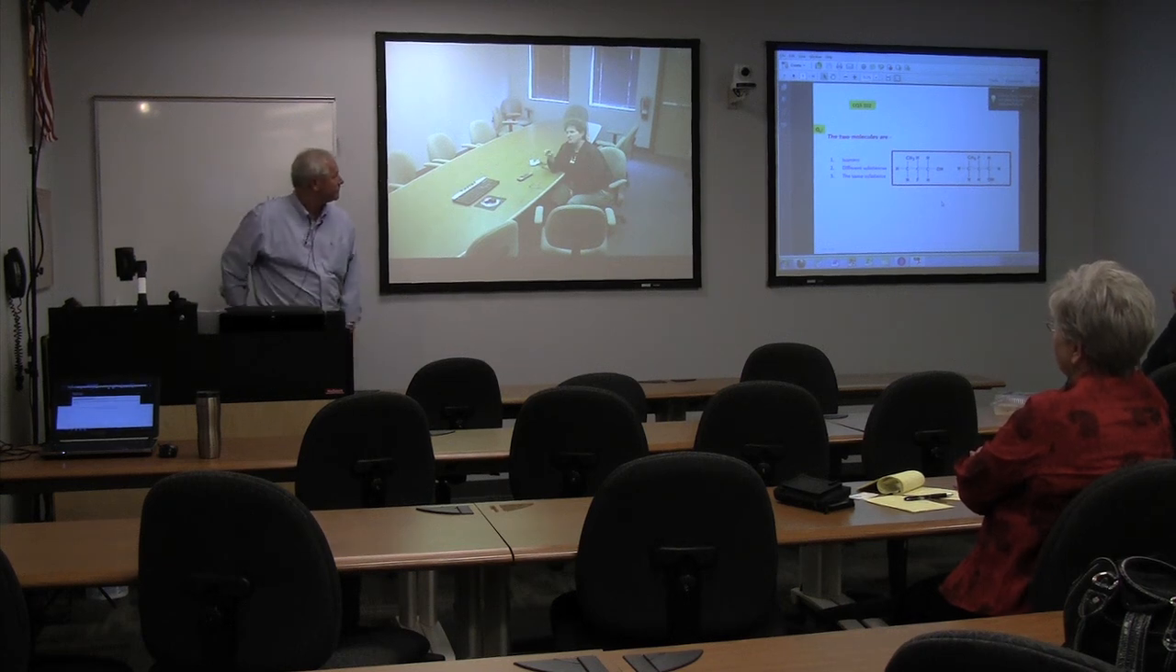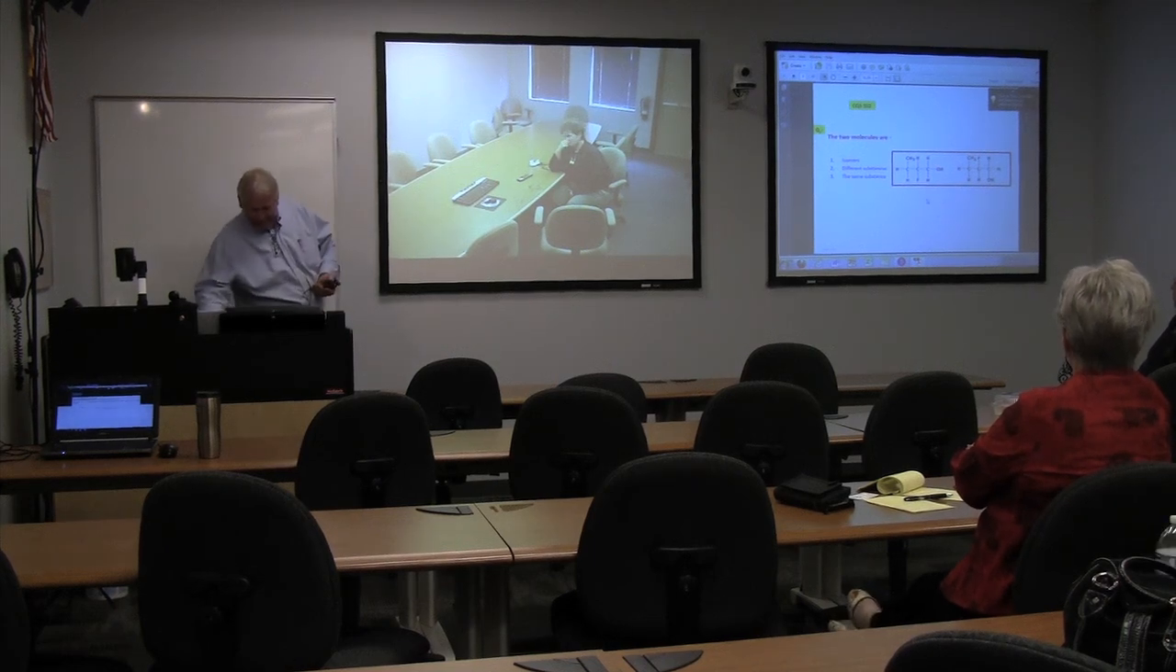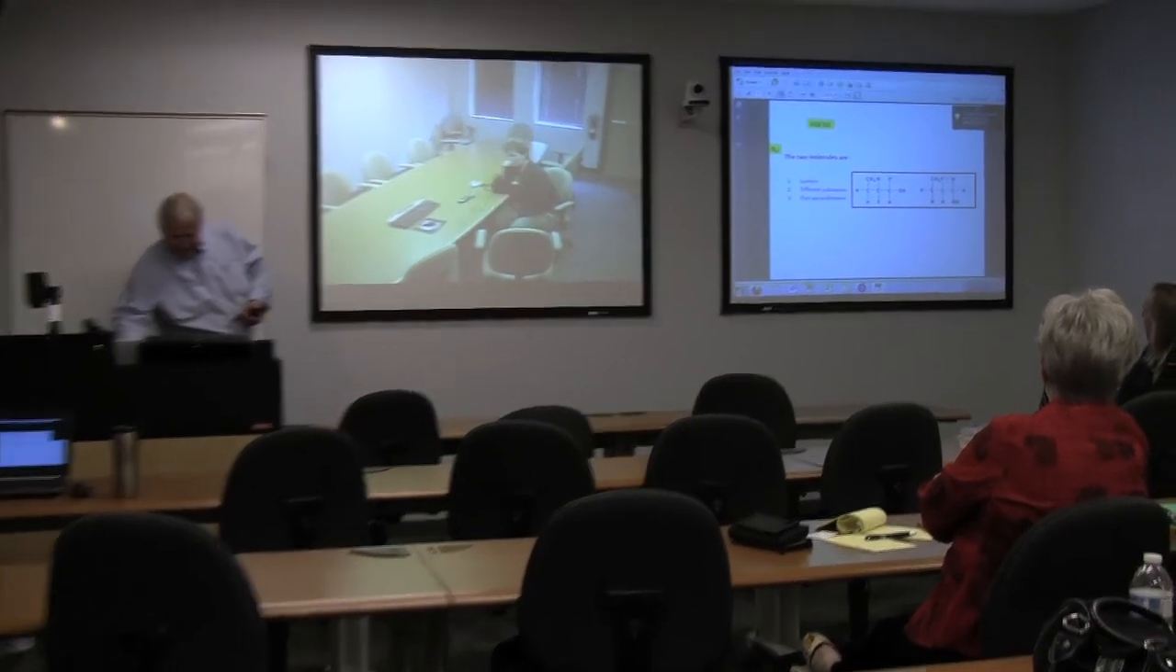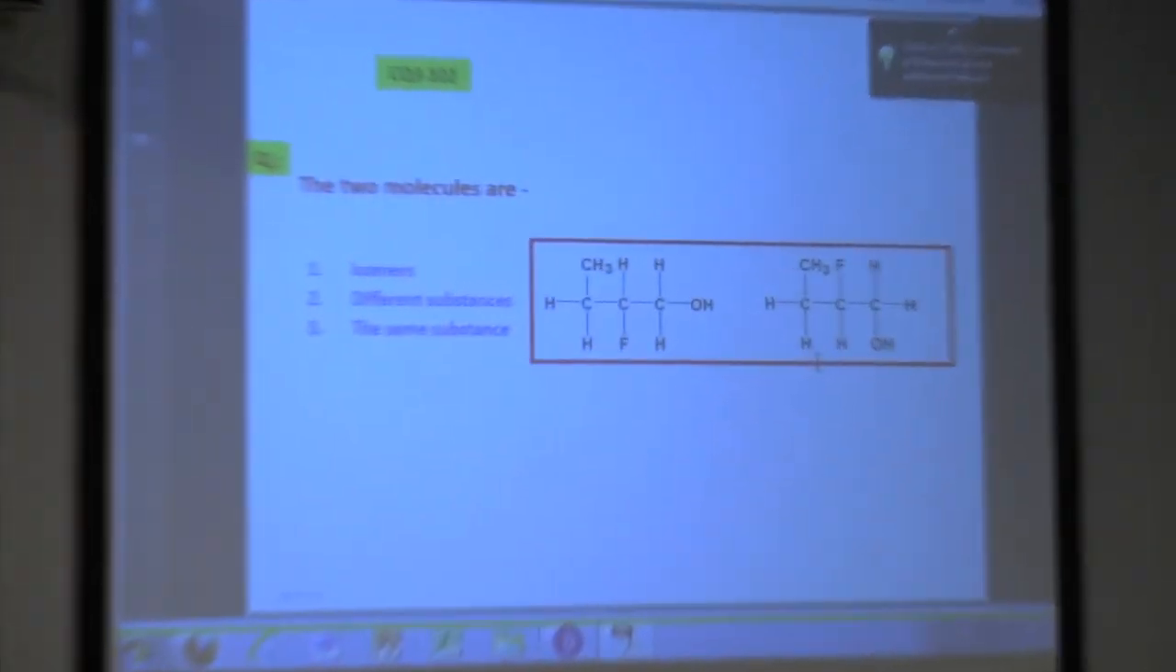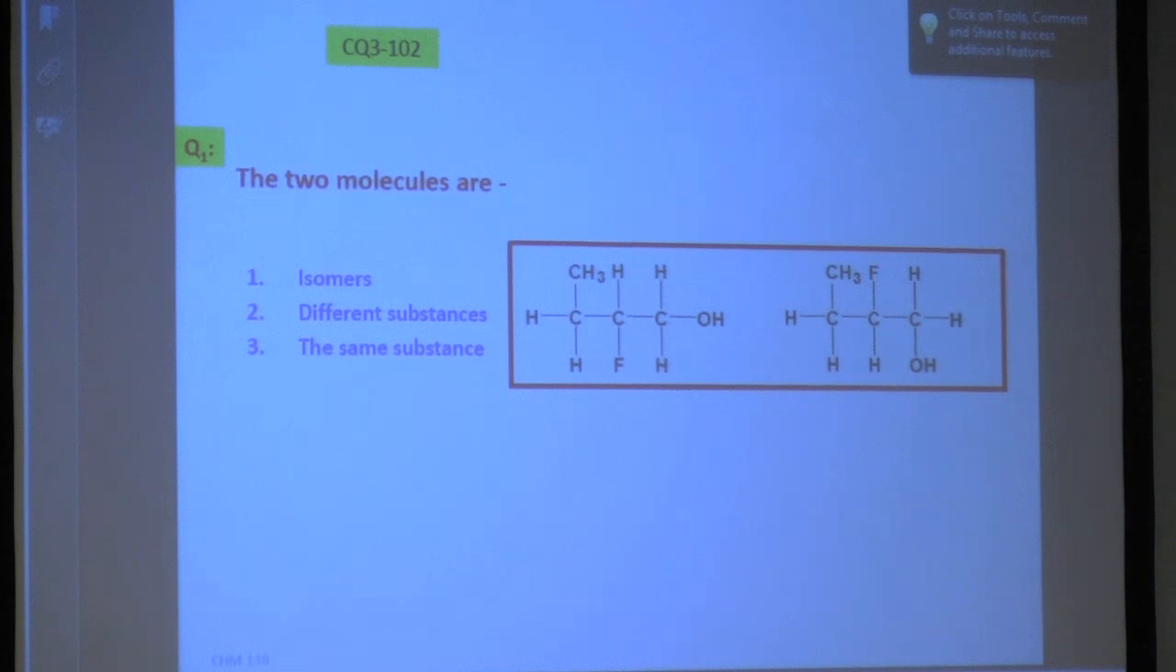Okay, this is killing me. Will you tell me what the answers are to this? Those 2 right there are CQ3 and 3, the same thing, the same substance. So what is the substance? They're either isomers, or they're different substances, or they're the same substance. And if you haven't had chemistry, you're not going to know the answer. Ah, okay. Thank you.